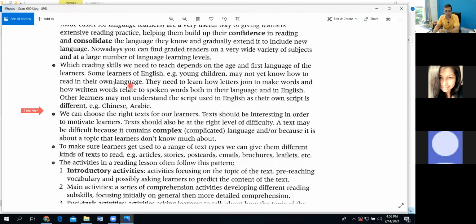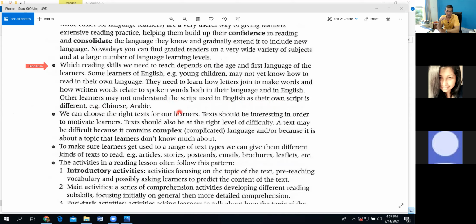Next one is which reading skills we need to teach depends on the age and first language of the learners. Some learners of English, for example young children, may not yet know how to read in their own language. They need to learn how letters join to make words, and how written words relate to spoken words, both in their language and in English. Other learners may not understand the script used in English as their own script is different, for example Chinese and Arabic.